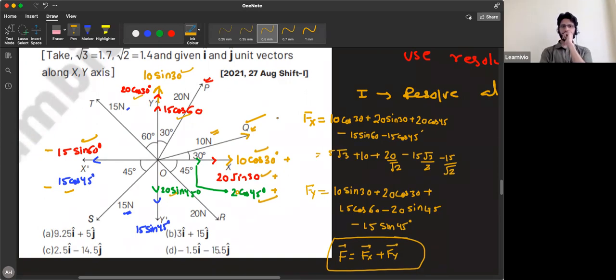Note it down, please. Then we'll see some multiplication of vectors also.